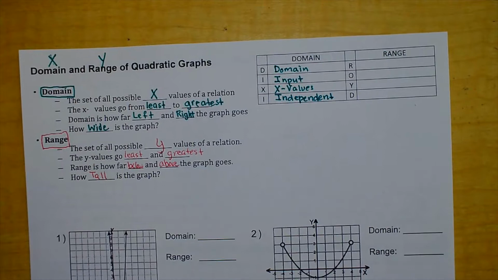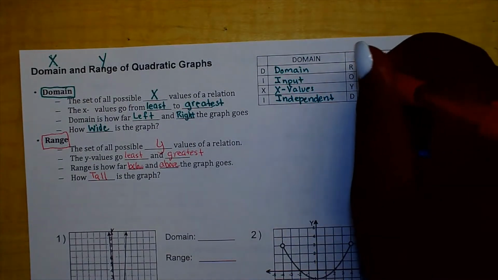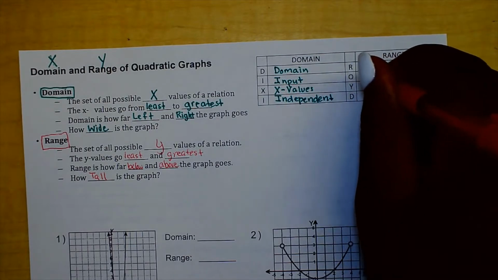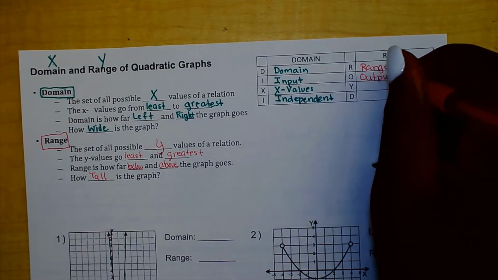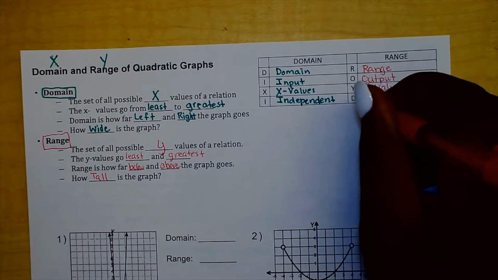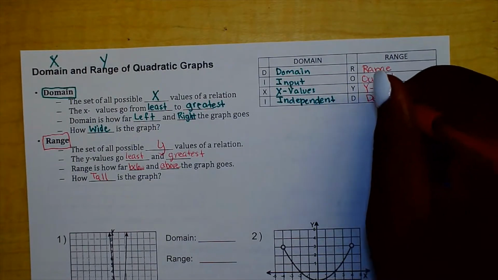For the range, the Roy, the R stands for range. The O is output. The Y stands for Y values. And the D is dependent.